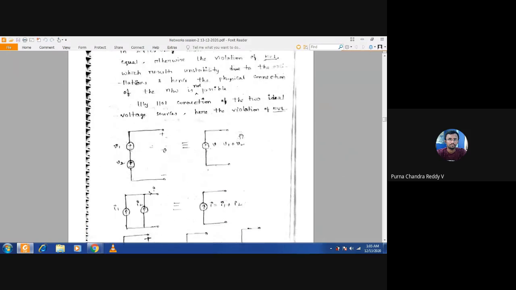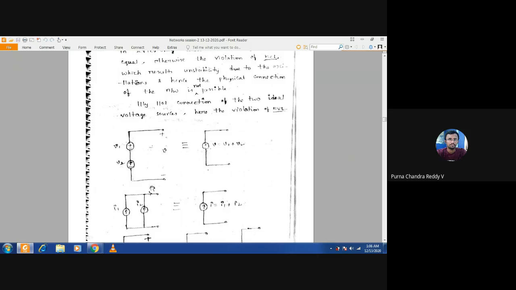Now, students, please look here. Tell me, suppose I am connecting two voltage sources in series, is there any necessity that V1 is equal to V2? No, sir. No, there is no necessity that V1 must be equal to V2. Why? Because we can connect any number of voltage sources in series with different values and different polarities. Okay, that is your choice.